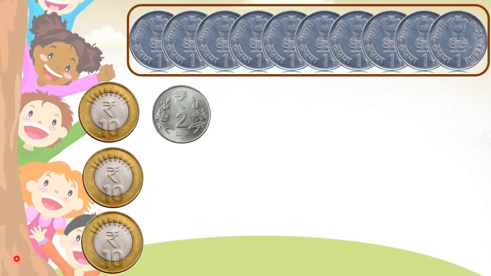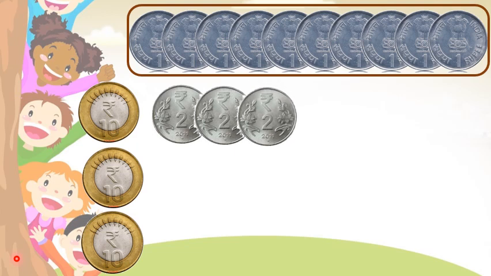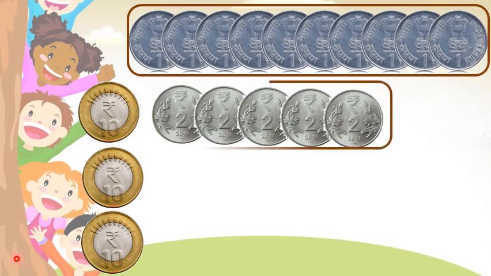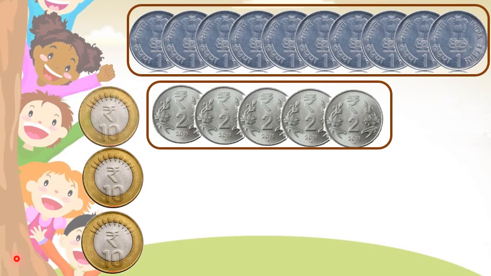Now he gave me 2 rupees, 1 coin, second coin, third coin, fourth coin, fifth coin. Yes, he gave me 5 coins of 2 rupees. Is that equal to 10 rupees? Yes, correct. Raj gave me 2 rupees valued 5 coins. 2 5s are 10. Correct. Means Raj gave me the proper change for rupees 10. So this 10 rupee coin is for you, Raj.